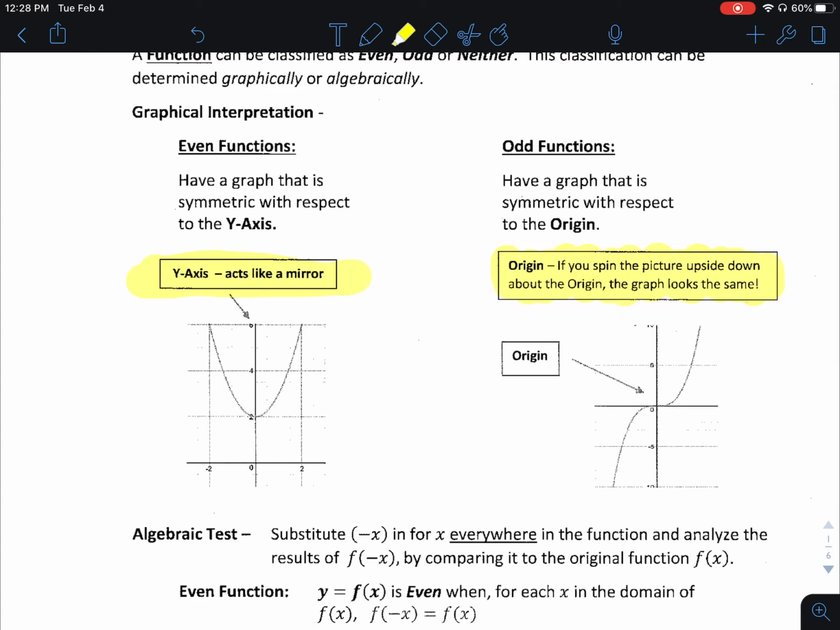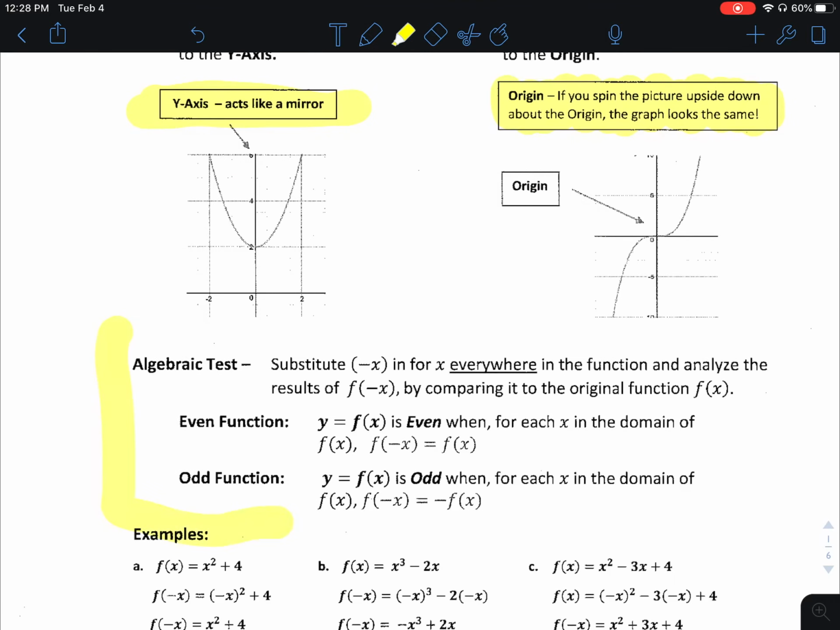So today we're going to look at how you do this algebraically. So if I did not give you a graph and I just give you a function, just an equation, how could you figure out if it was even, odd, or neither? So that's what we're going to go through today. All right, so this part down here, this is explaining how we do that.